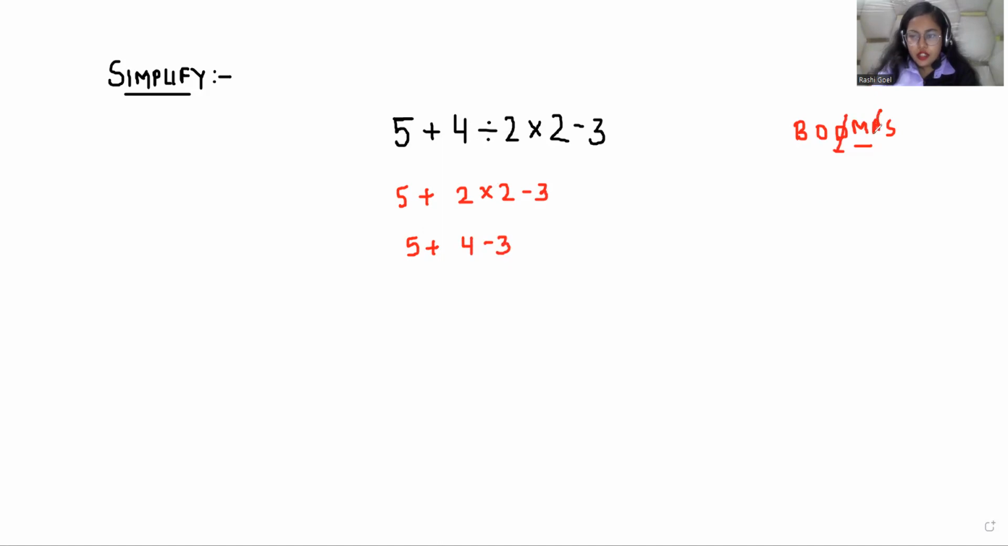Now it's addition. So the addition sign is between 5 and 4. So 5 plus 4 is 9 minus 3. So 9 minus 3 is 6. The final answer for this simplification is 6.